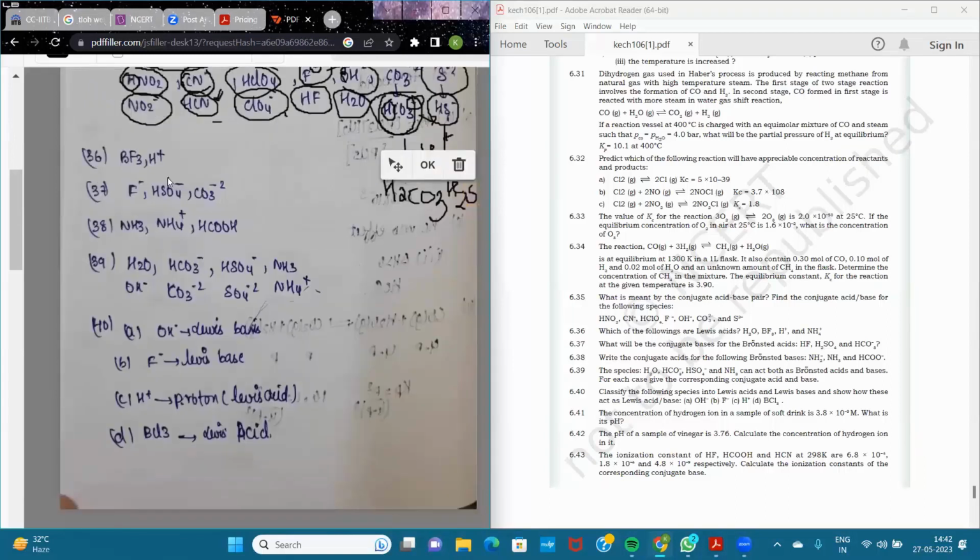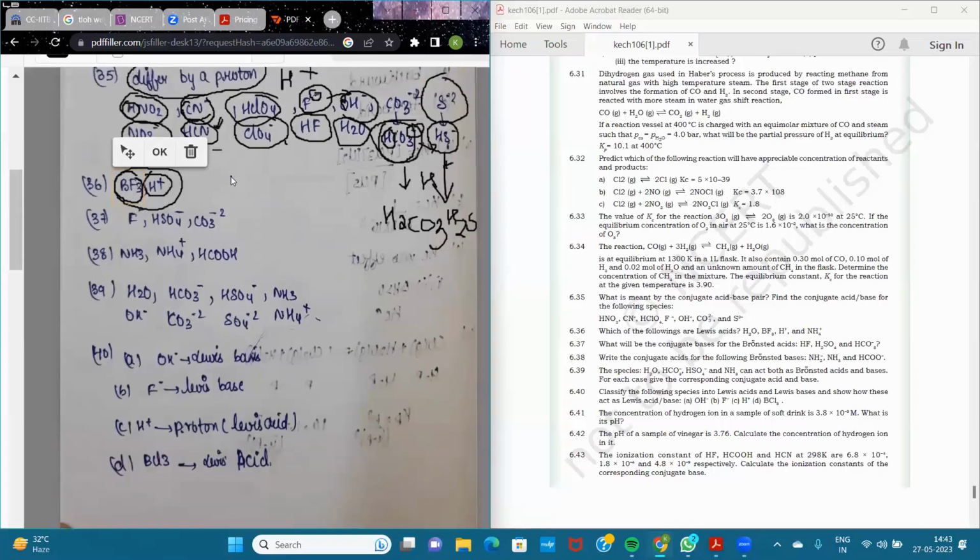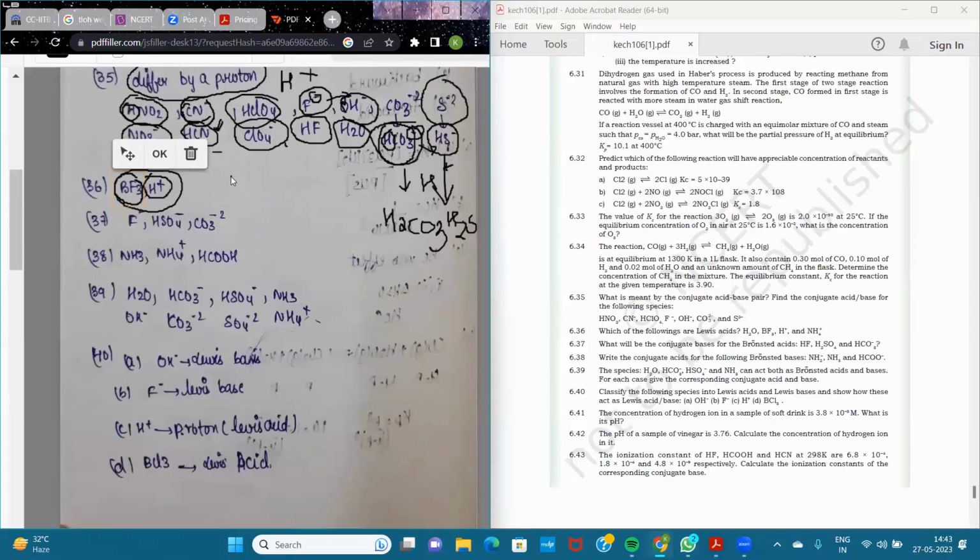Next, 36th question. Which of the following are Lewis acids? Lewis acids are the molecules which accept electrons. Generally, the molecules which accept electrons have a vacant p orbital, d orbital, or a positive charge. Here, H plus has a positive charge. It can accept a maximum of 2 electrons. And here, BF3 has a vacant p orbital on the boron atom. So it can easily accept electrons from a donating atom.